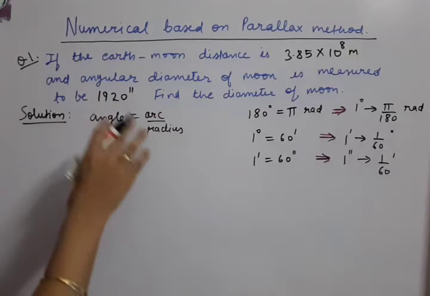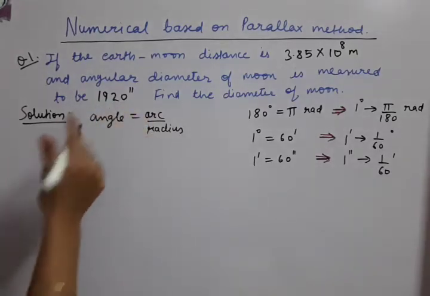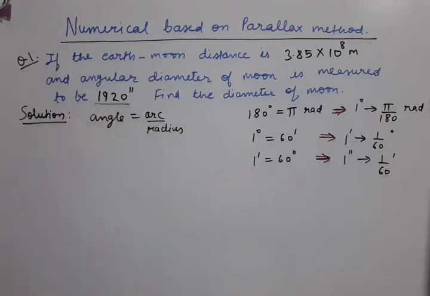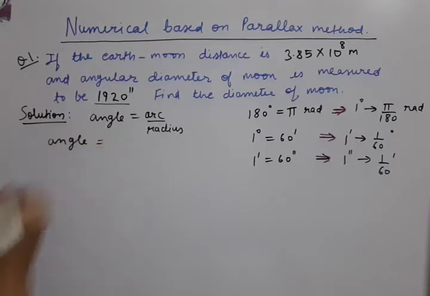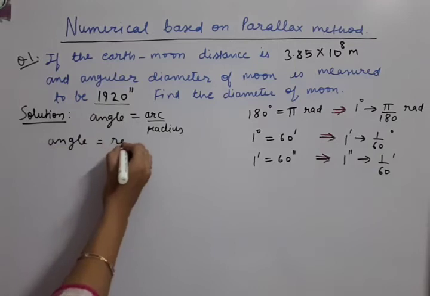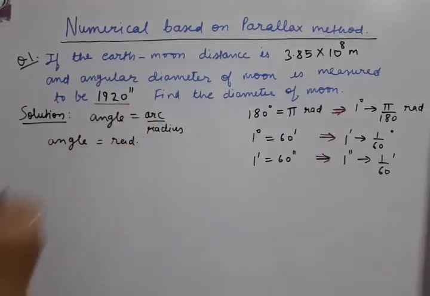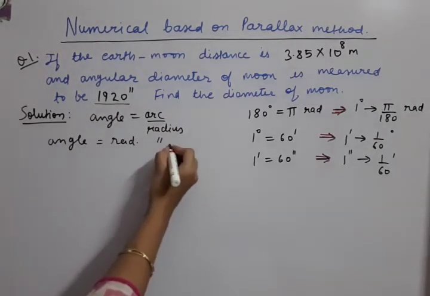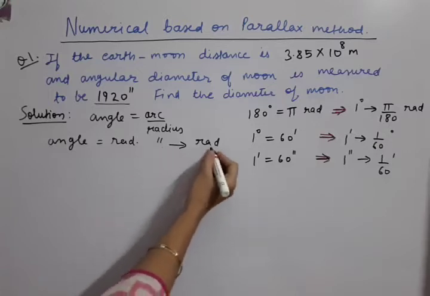Now in this question there are so many things which you need to understand. First of all, I'll talk about this term angle. Angular diameter means angle. Here it is given in seconds. Now seconds is not the SI unit for the angle. Angle should be in radian. So we have to convert this seconds into radian. So we will first understand how to convert from seconds into radian.